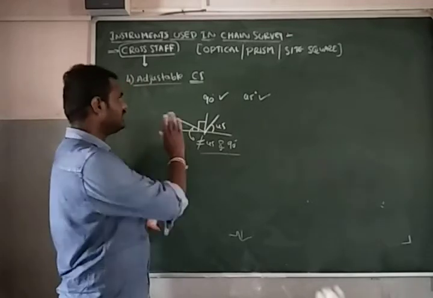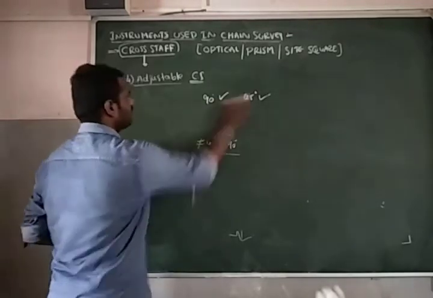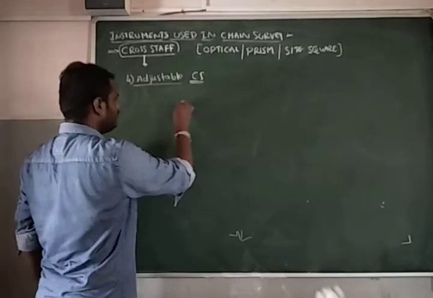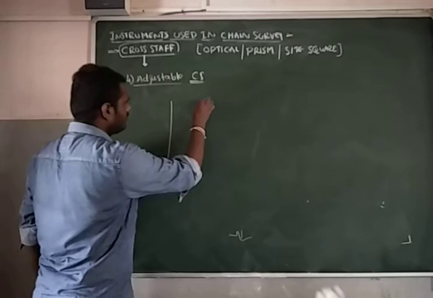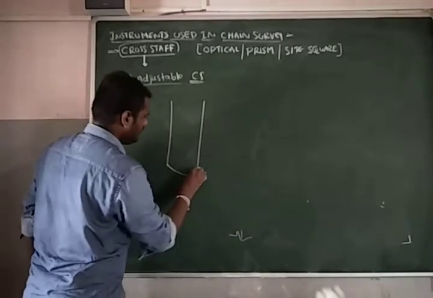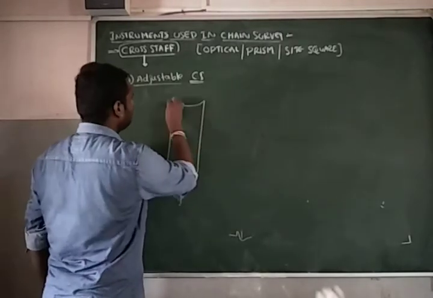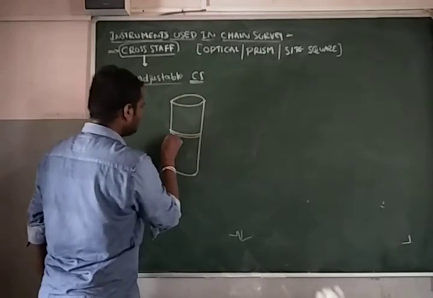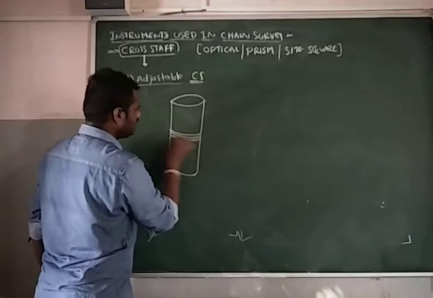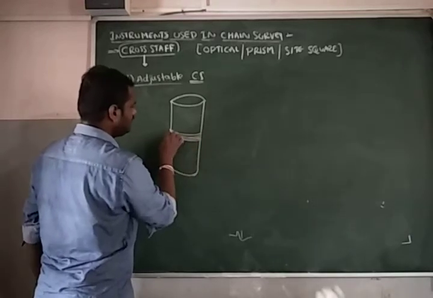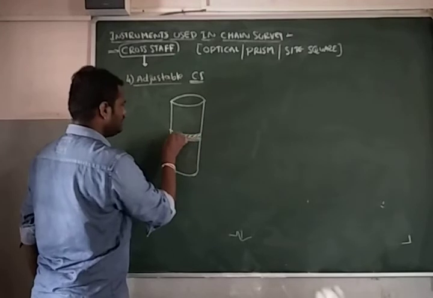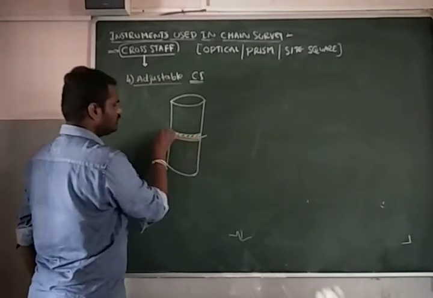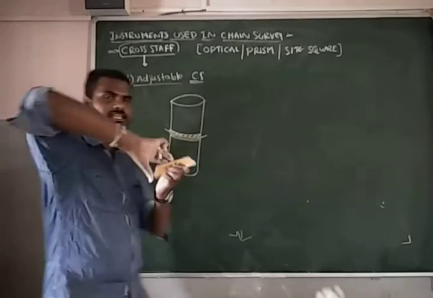So generally, the adjustable cross staff has a cylindrical shape. This is a cylindrical adjustable cross staff which contains 2 cylinders. One cylinder is at the top, and one cylinder is at the bottom. This is the joint through which these 2 cylinders can rotate.